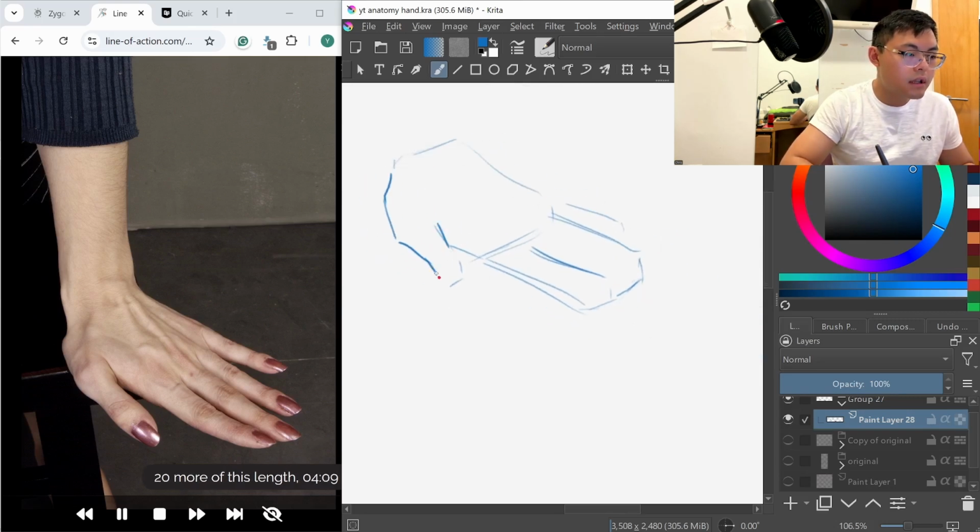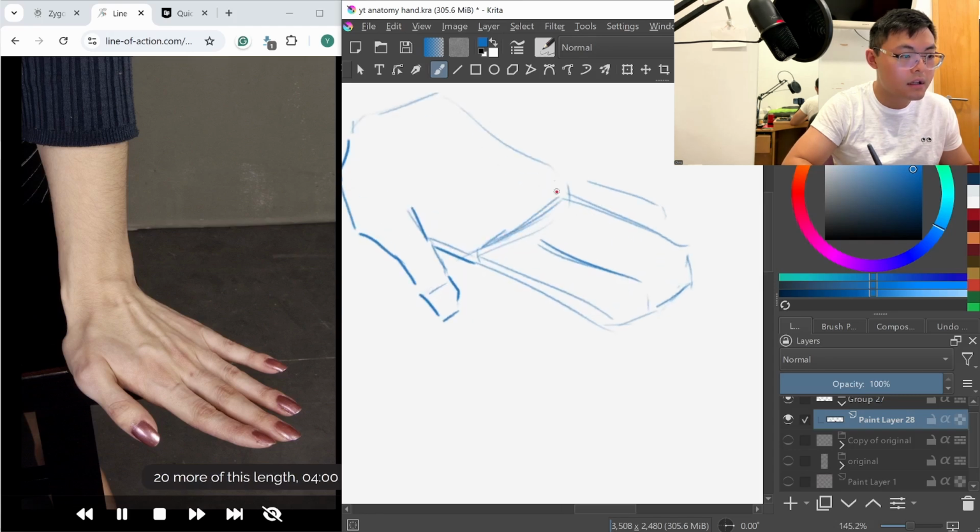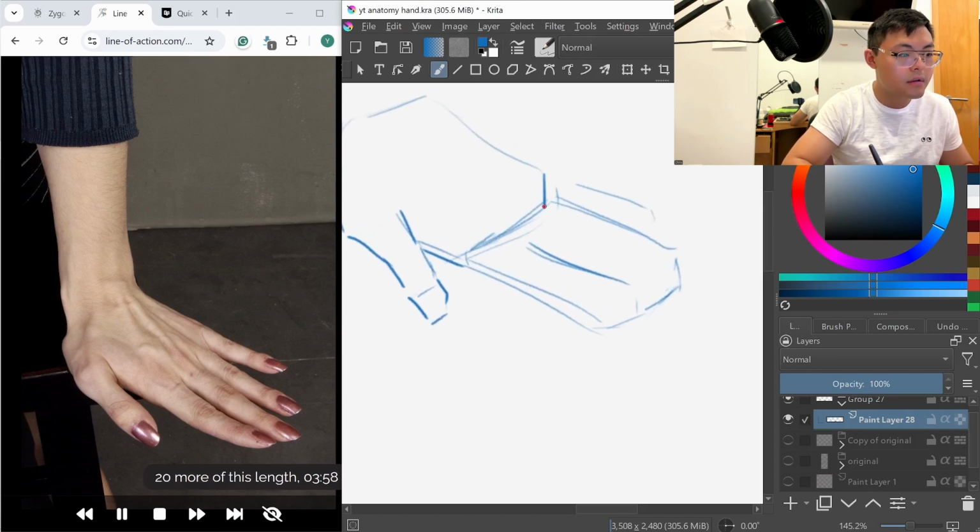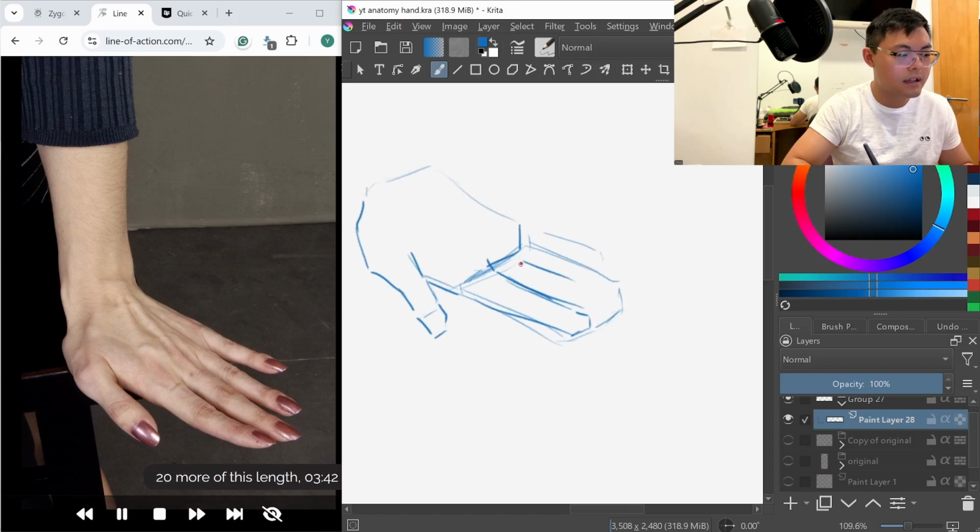So one, two, and then that's where the knuckles are. Knuckles are here, something of this kind of shape. So it's starting from here to here to here. I'm expanding this a lot, getting a closer look a lot.